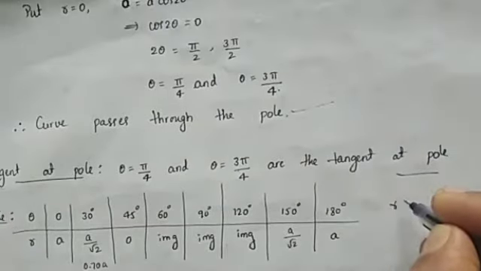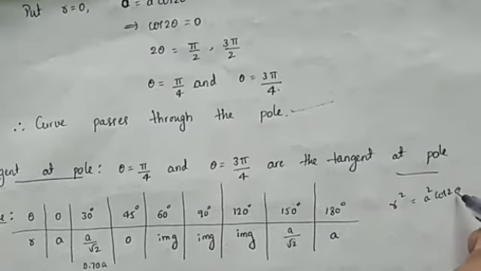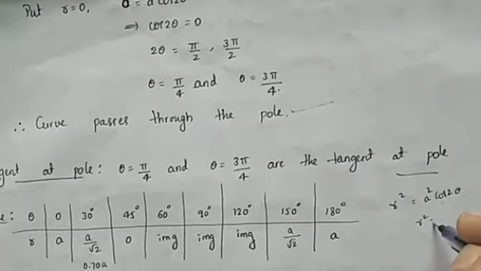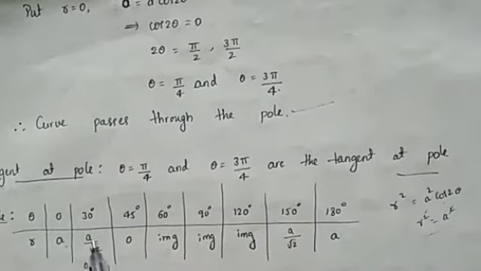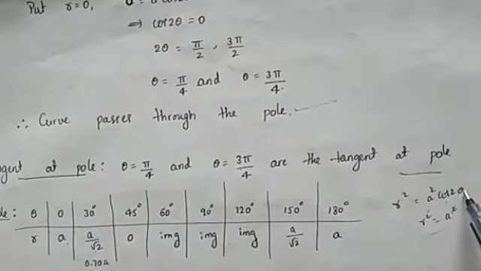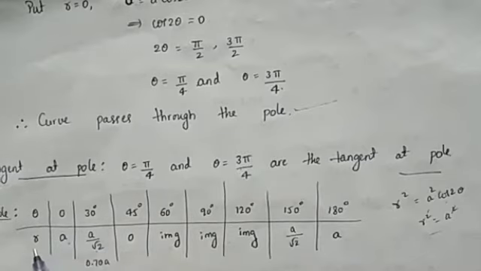Next, we construct the table. The equation is r square is equal to a square cos 2 theta. For theta equal to 0, cos 0 is 1. We get r square equal to a square, the squares get cancelled, and we get the r value is a. For theta equal to 30 degrees, we get the r value is a by root 2. And we put theta equal to 45 degrees, we get the r value is 0. And we find the r values for different values of theta.